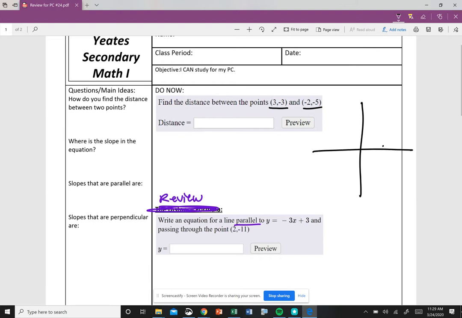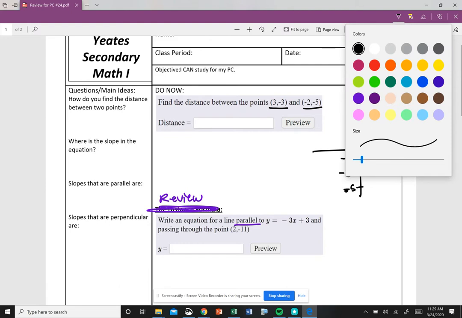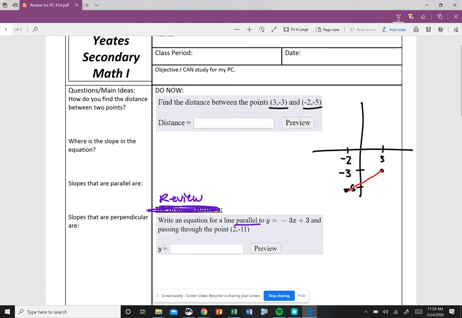So I'm going to go over 3, and then down 3. So there's that first point. And the other one says go left 2, so there's -2, and then down 5. So that'll be about there-ish. And I'm going to connect them with a different colored marker so you guys can see. I want to know how long is that line right there.